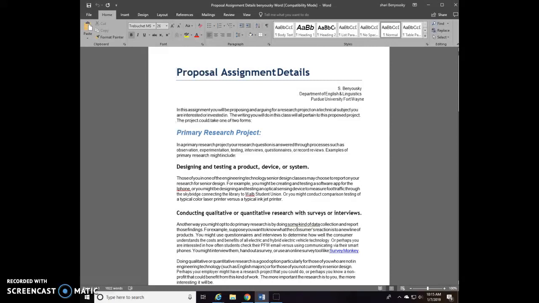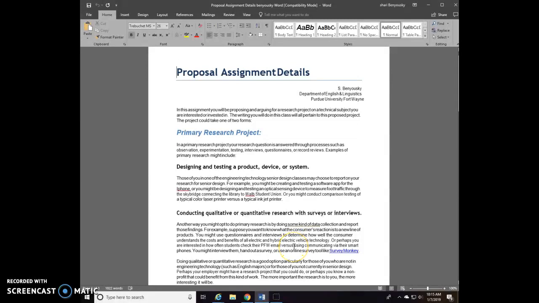This one's the proposal assignment details. This is going to give you the expectations I have of you for this project. This is what you're going to be doing to argue or propose for a research project of some kind. Some of you are going to be proposing a primary research project, and some of you a secondary research project. Keep in mind that you are proposing a semester-long project, so this has to be thorough and it has to be good. Obviously, it's a 400 level course and it has high expectations.